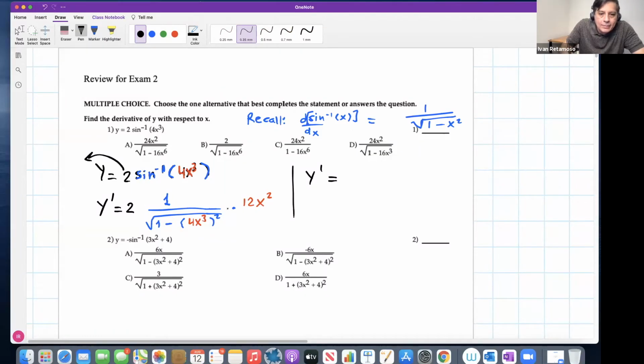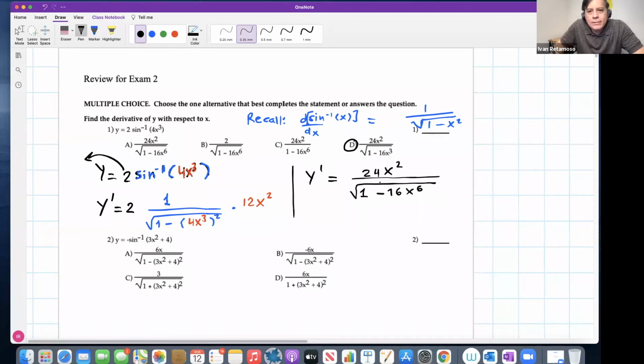Now, in the end, just put everything together, right? Number 2 times number 12, 24, x squared. And on the denominator, we write this 1 minus. This guy is squared, look, 4 squared, 16, right? 16. X cubed squared. Remember, when you square a power, you multiply the exponents. X to the 3 times 2, 6, right? And that's it. This is the answer. Therefore, you should pick this one as your answer, right?